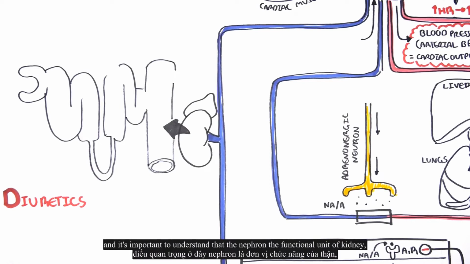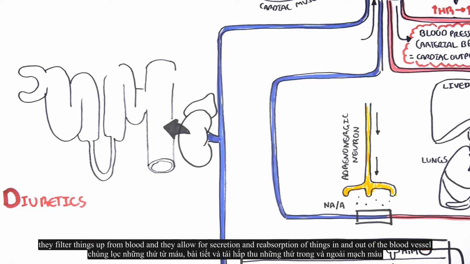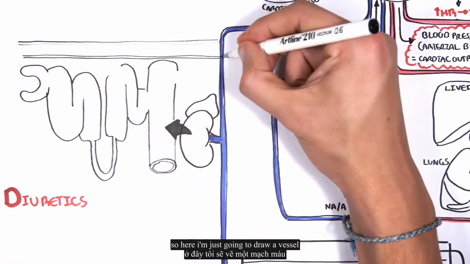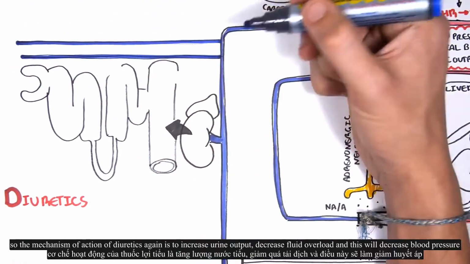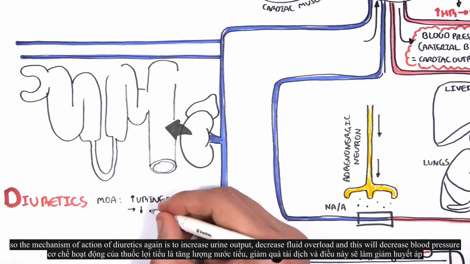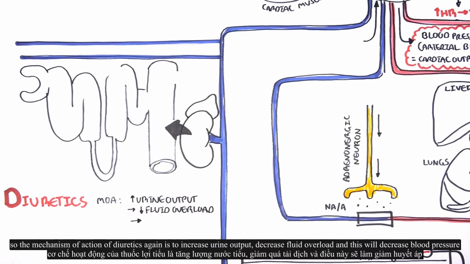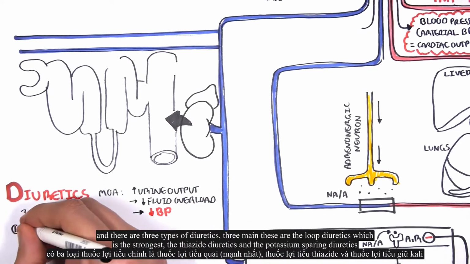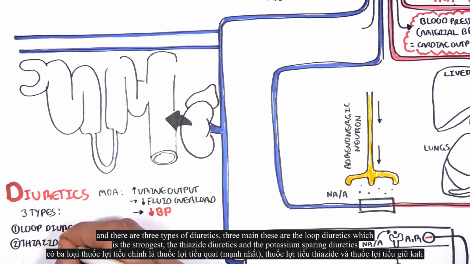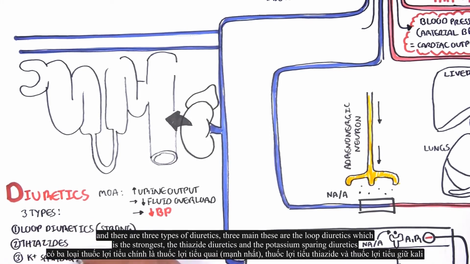It is important to understand that the nephron, the functional unit of the kidneys, filters things from blood, and allows for secretion and reabsorption of things in and out of the blood vessel. So here I'm just going to draw a vessel, a vein, let's just say, a vessel. And so the mechanism of action of diuretics, again, is to increase urine output, decrease fluid overload, and this will decrease blood pressure. And there are three main types of diuretics. These are the loop diuretics, which are the strongest of the lot, the thiazide diuretics, and the potassium-sparing diuretics.